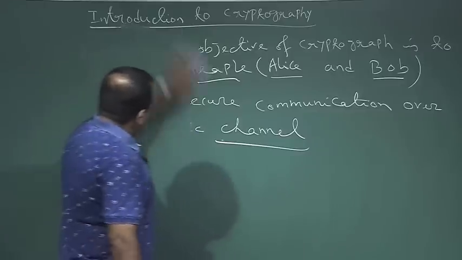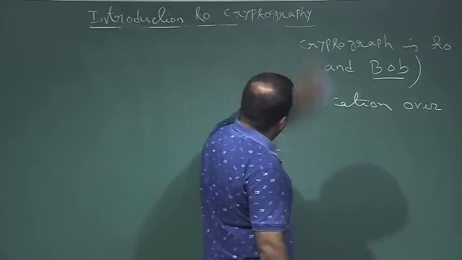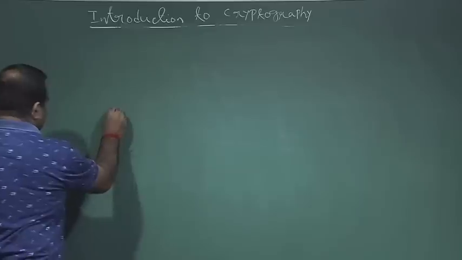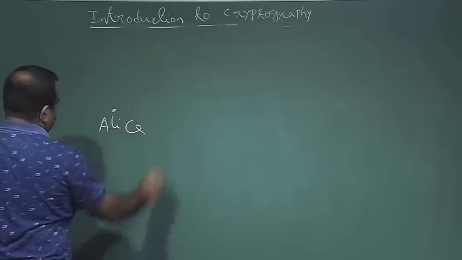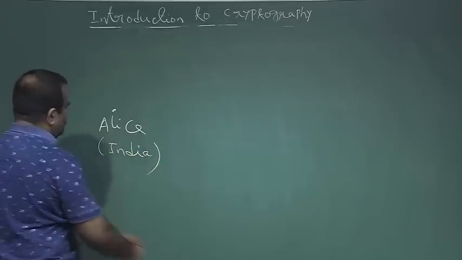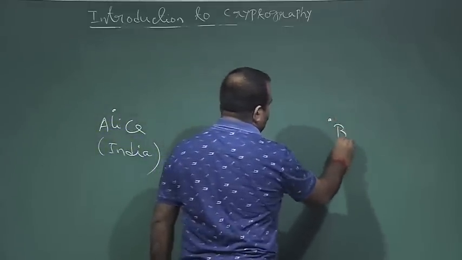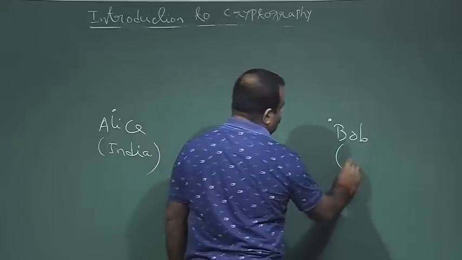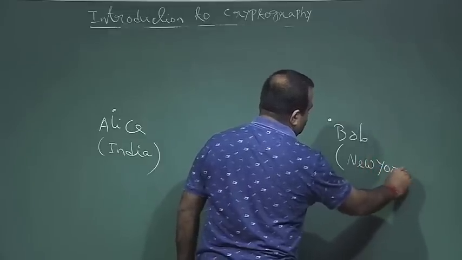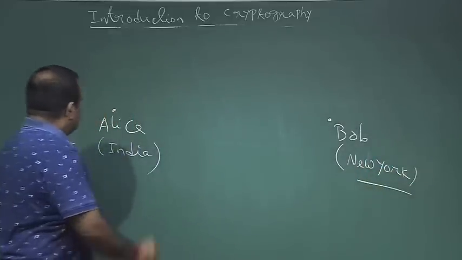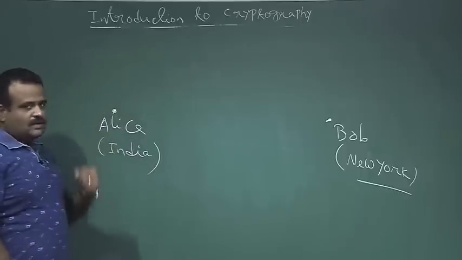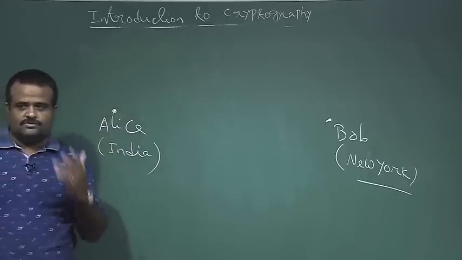So let us draw the picture. Suppose there are Alice and Bob sitting in two different places. Say Alice is sitting in Delhi or some part of India, and Bob is sitting in New York, USA. Now they want to communicate. Alice wants to send a message to Bob.